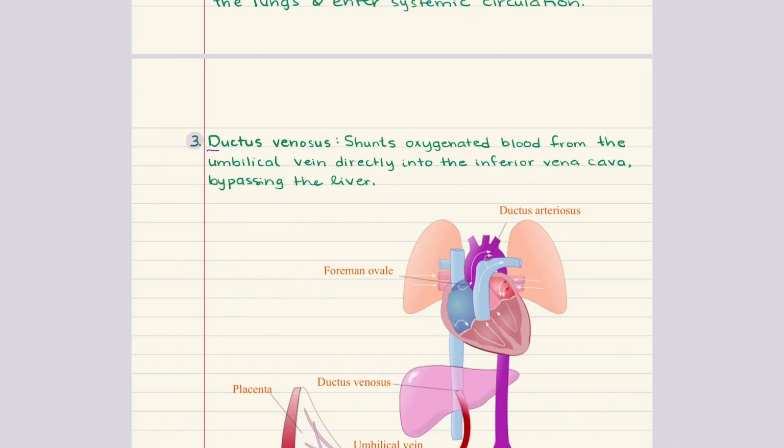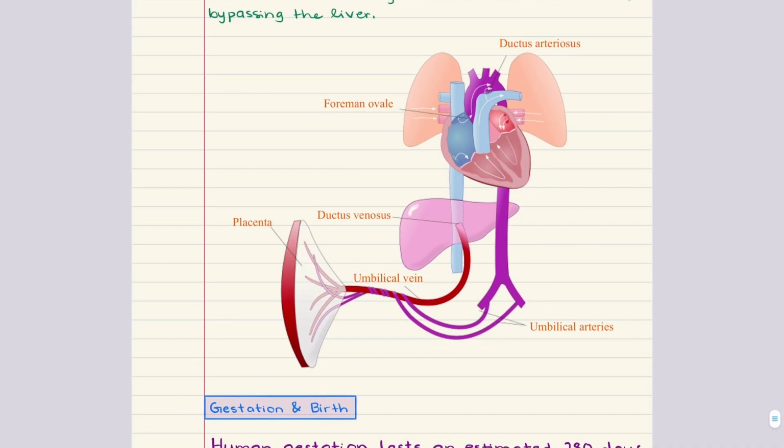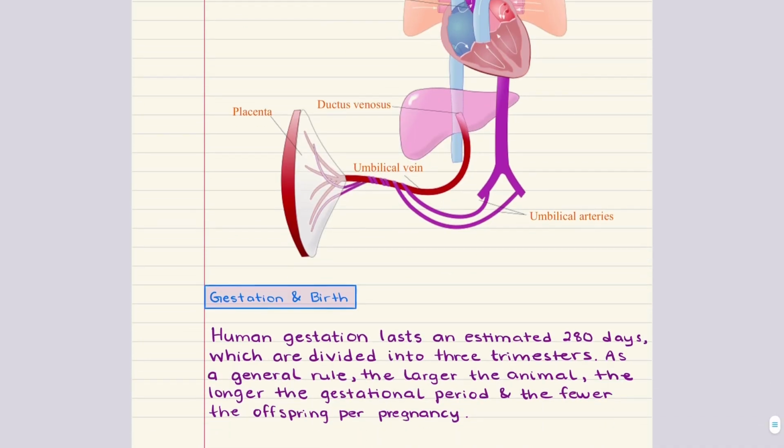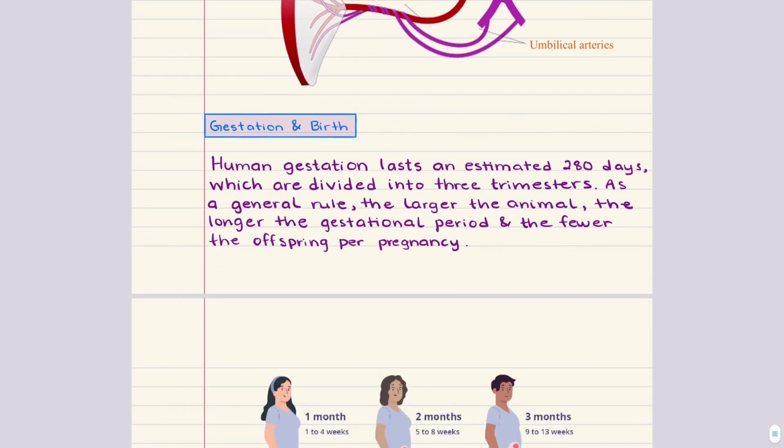And with that, we can move into our last and final objective, which is titled Gestation and Birth. Human gestation lasts approximately 280 days, or about 40 weeks, and it's divided into 3 trimesters. Now, a good general rule to remember is that the larger the species, the longer the gestational period, and the fewer offspring that are produced per pregnancy. Now let's walk through each trimester and highlight the major events.